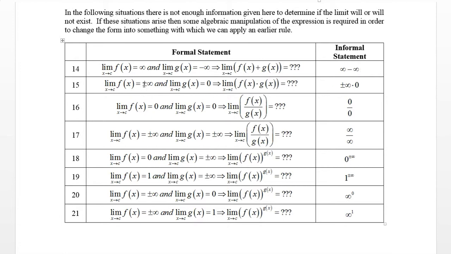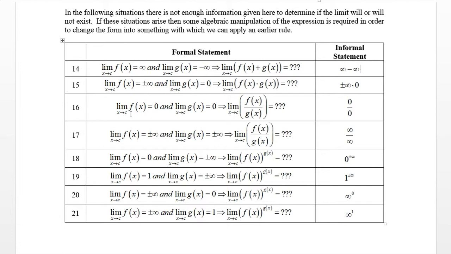Okay? If the f of x goes to either infinity or minus infinity and the g of x goes to 0, then we have no idea what the product is. So plus or minus infinity times 0, not necessarily 0, not necessarily infinity, could be anything. And it could be anything besides 0 or infinity. We just don't know.